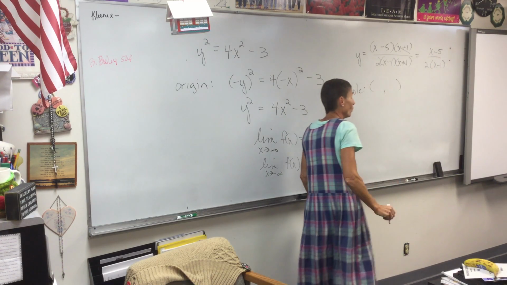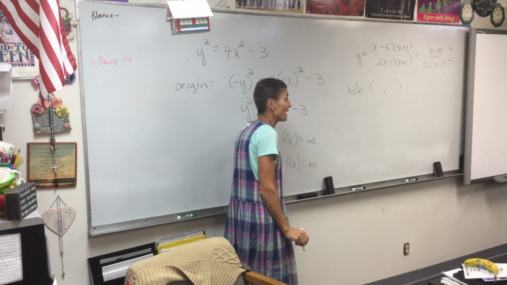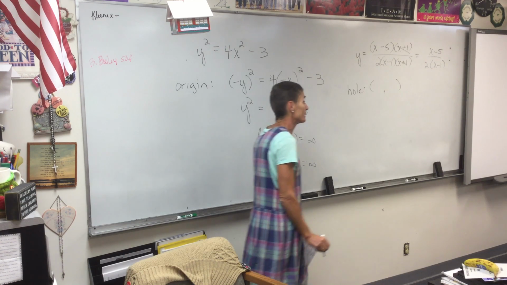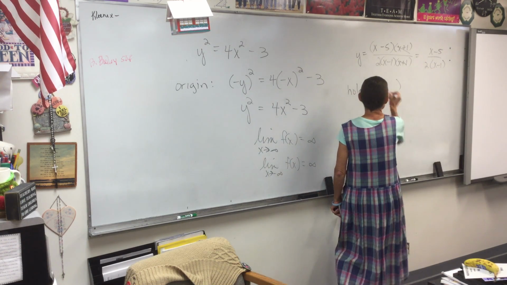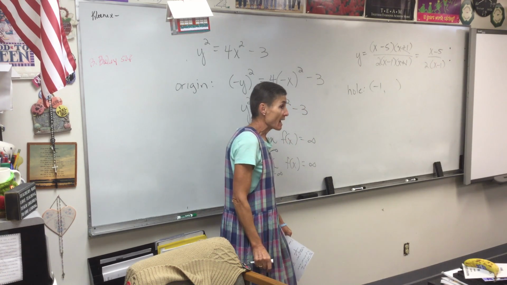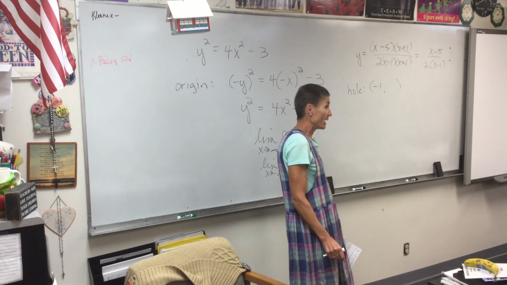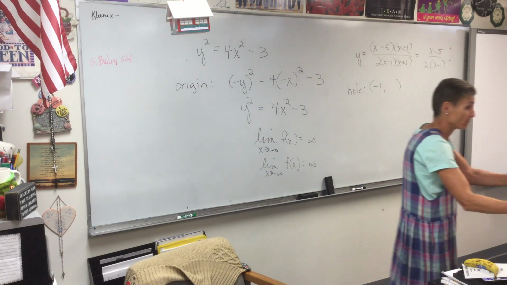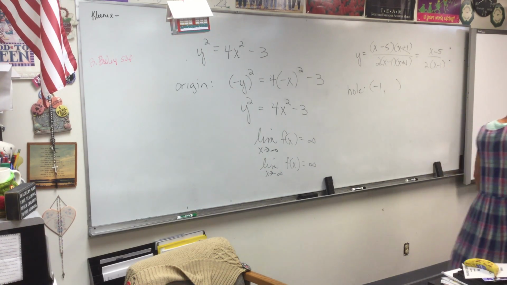The hole is a point. Where will the x-coordinate of the point be? -1. Why is the x-coordinate at -1? Because that's what I canceled out, right? x plus 1, so my hole is at -1. We're going over this sheet right now.